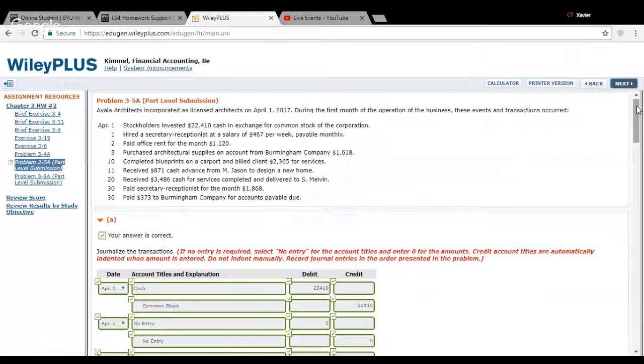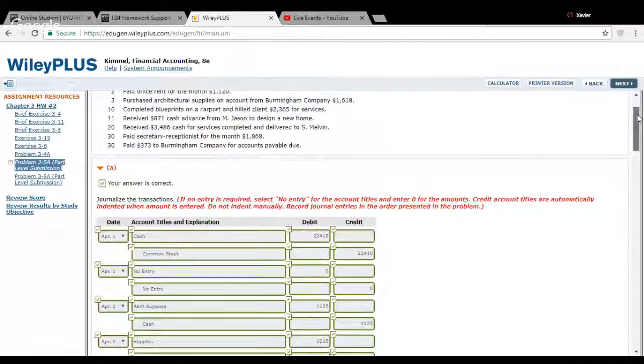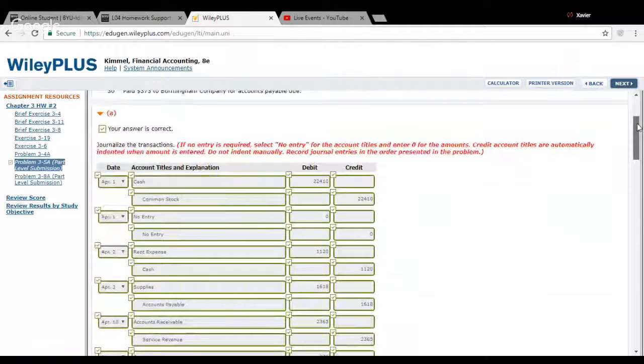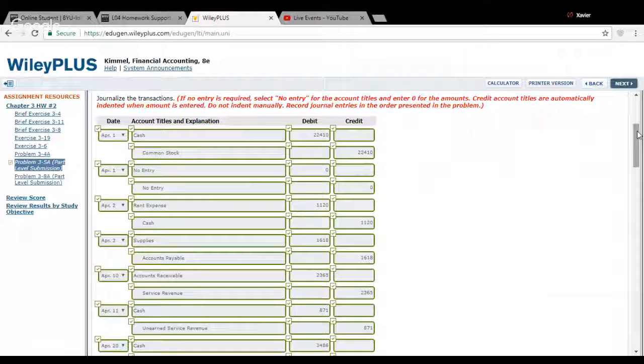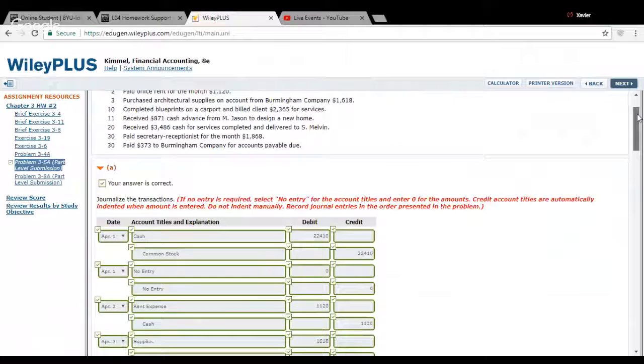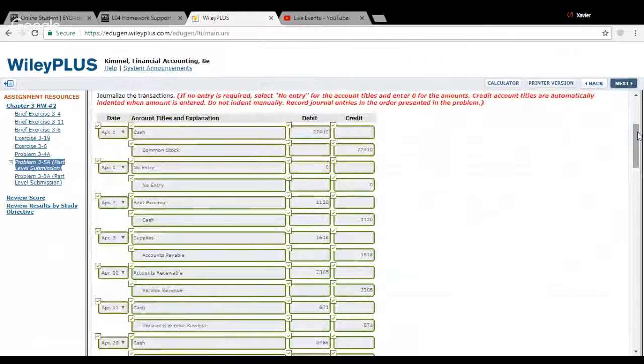April 2nd, we hired a receptionist for a salary of $467 per week. So we hired that person, but we haven't paid them yet. So there's not going to be an entry for that. Then April 2nd, we paid rent. So for the rent expense, we're going to debit that 1120, and then we're going to credit cash. And it looks like on April 3rd, we purchased some supplies on account. So we're going to debit the supplies for the amount and then credit accounts payable.